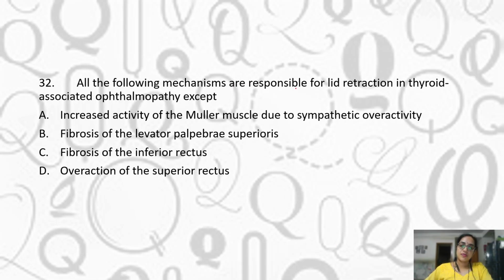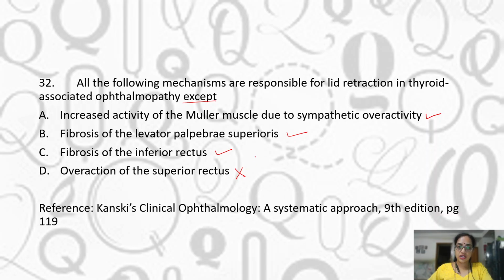All of the following mechanisms are responsible for lid retraction in thyroid associated ophthalmopathy except, so we have to find the wrong answer here. Increased activity of the Muller muscle due to sympathetic overactivity. Yes, it is possible because many patients with thyroid associated orbitopathy do have increased thyroid hormones. Fibrosis of the levator palpebrae superioris. Yes. Fibrosis of the inferior rectus. Yes. Overaction of the superior rectus. No. There is no overaction of the rectus. It is not associated with increased thyroid hormone or anything. So the right answer here is D.